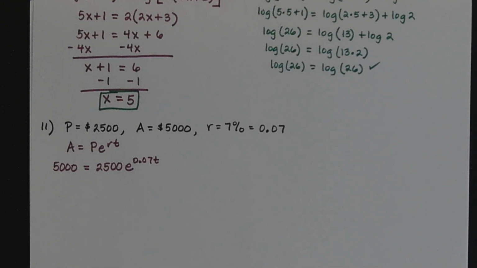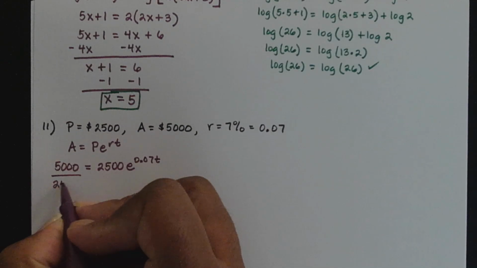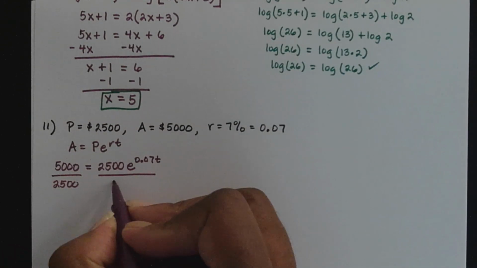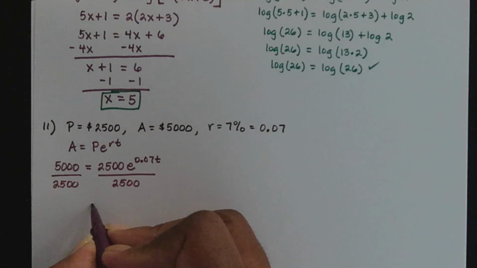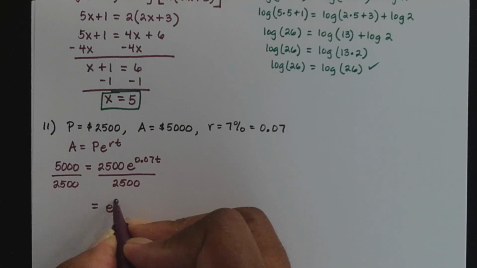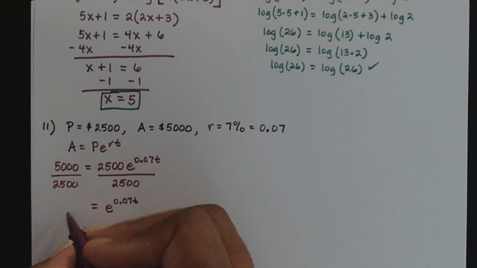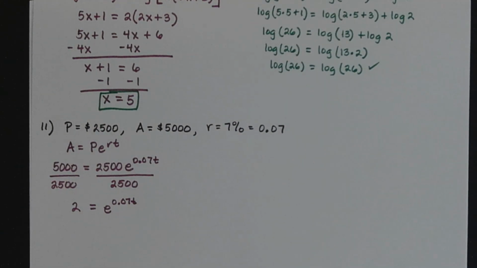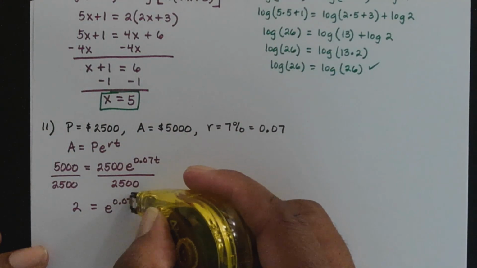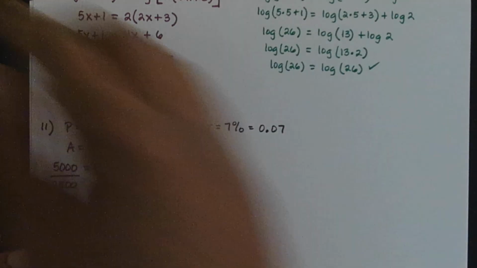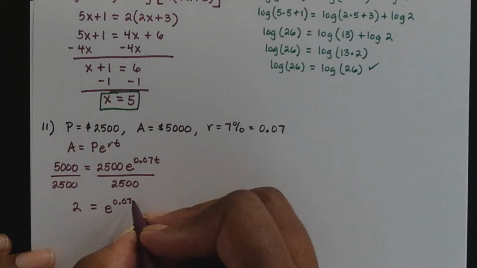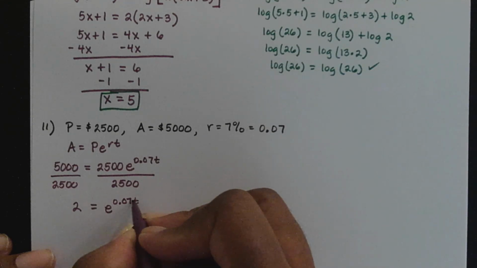And then the next step would be to get that e to the 0.07t by itself. We're multiplying it by 2,500, so that means we need to divide both sides by 2,500. So on the right side, we're going to have e to the 0.07t, and then what's 5,000 divided by 2,500? 2. So here we got 2 equals e to the 0.07t. Let me make this t look like a t.